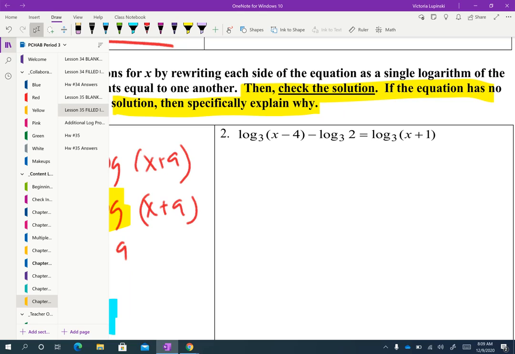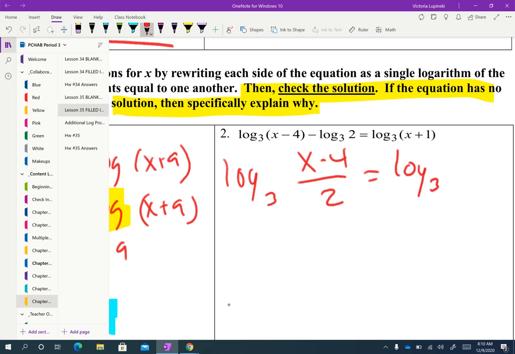So how about here in number 2? In number 2, we're going to go ahead and start by taking the left-hand subtraction and making a division. So log base 3, x minus 4 over 2 equals log base 3 of x plus 1. Again, that's what I call like logs. You can get rid of those logs, and you're now going to set the arguments equal. So x minus 4 over 2 equals x plus 1.